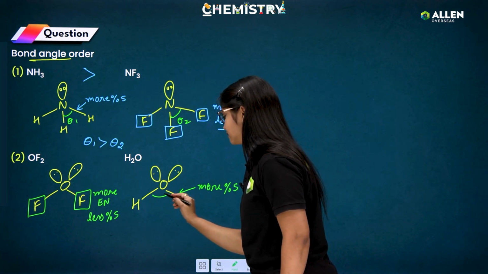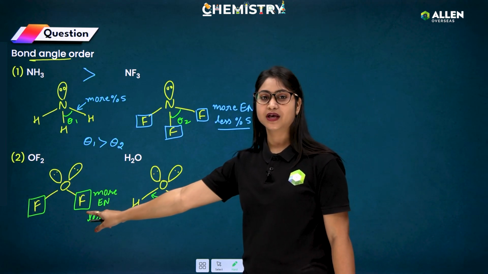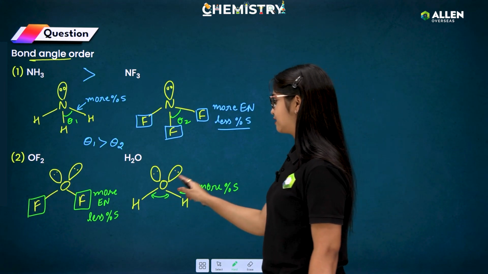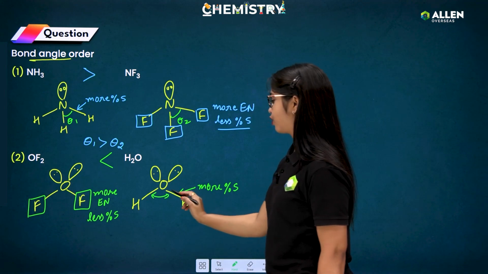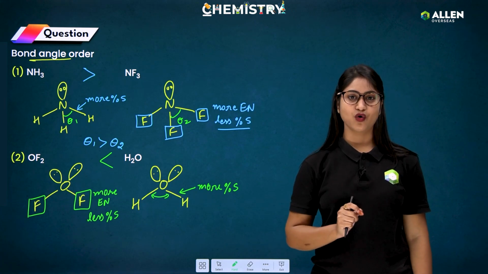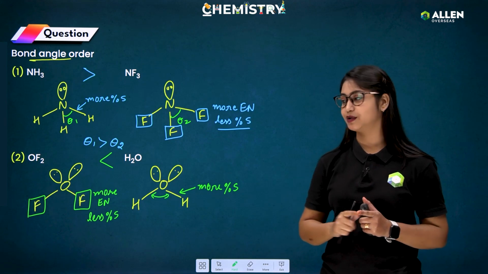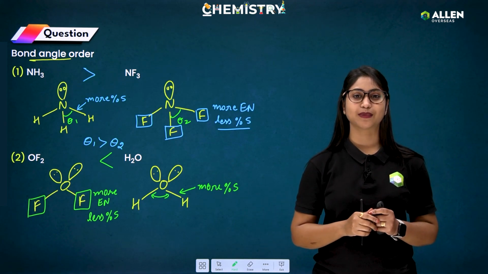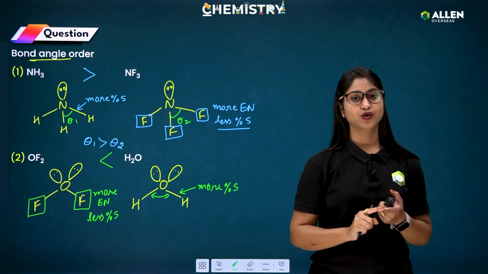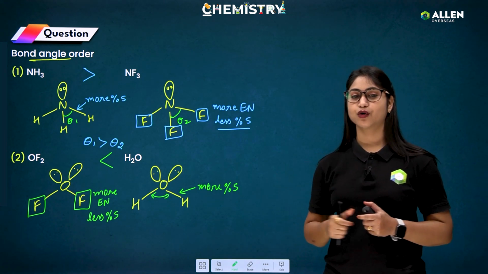So the angle between the bonds having more percent S character will be more as compared to the angle formed between bonds having less percent S character. So this angle in water will be more as compared to OF2. So we are going to get the increasing order. And here also the steric crowding factor is not applicable for hydrogen and fluorine, so here you can apply Bent's rule. This is how, applying Bent's rule, you can find out the bond order, bond length, bond angle, bond energy, these properties.